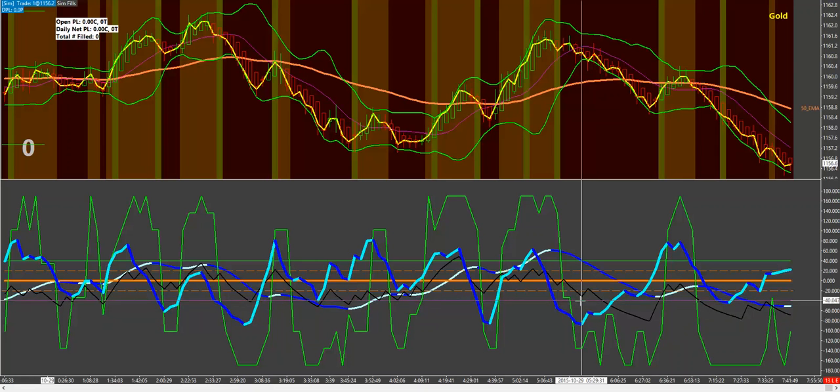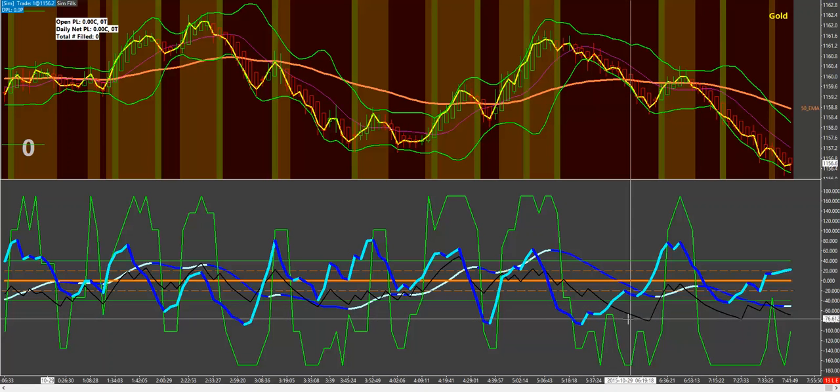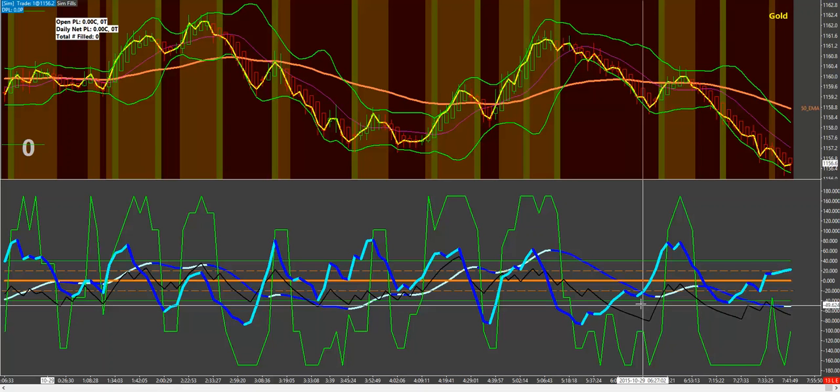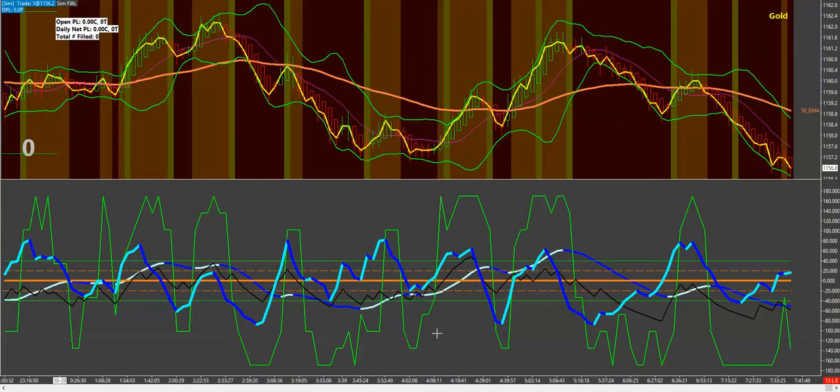And short we go. We stay in that short until either the blue MACD heads back to the mids right here, or your ultimate exit, your very last exit, is blue MACD crossing through the white MACD going down right here. That's your ultimate, your last possible exit. That's a downtrend. Let's try an uptrend.